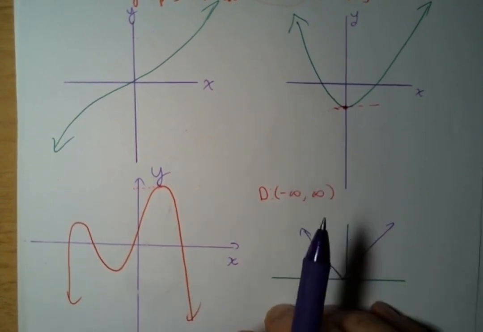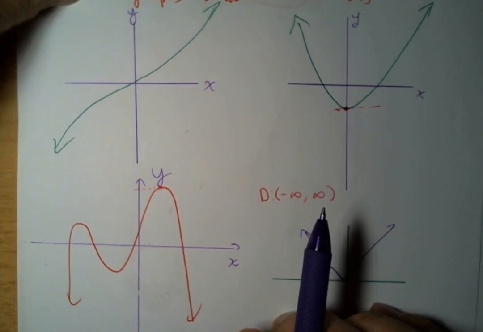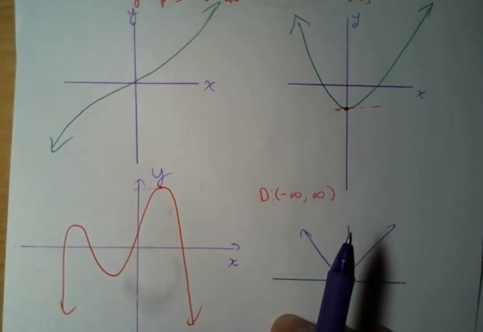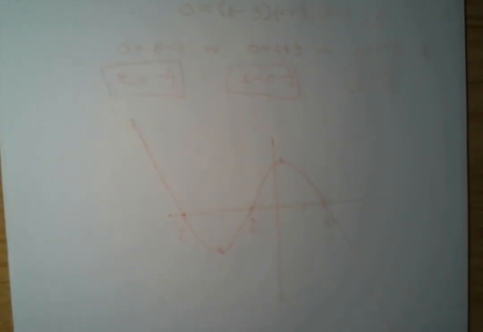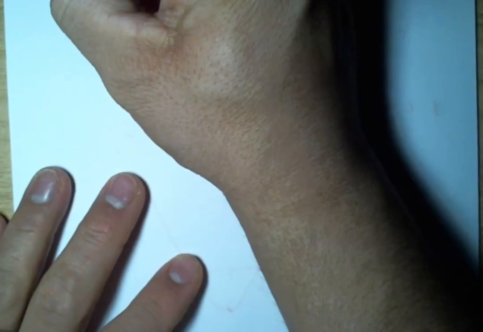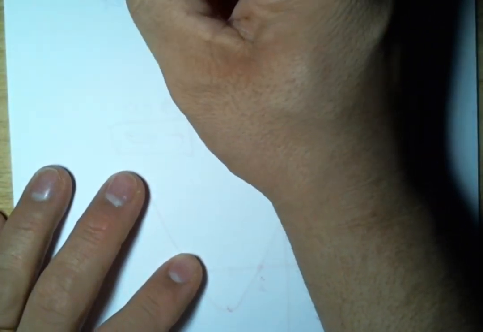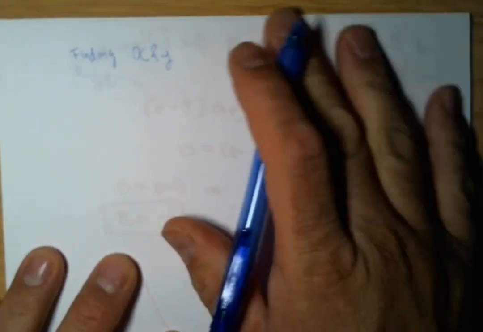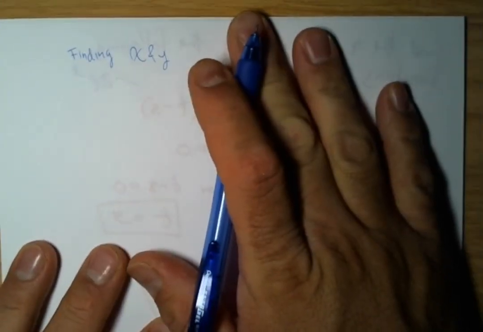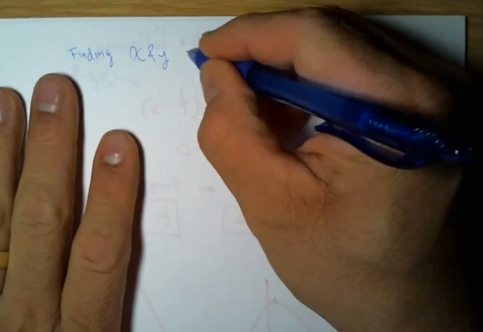All right, now the first building block in getting us to draw a graph is to find the x and the y intercepts. So here, finding x and y intercepts.